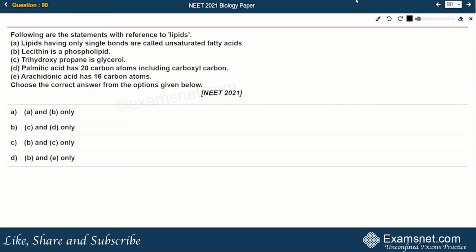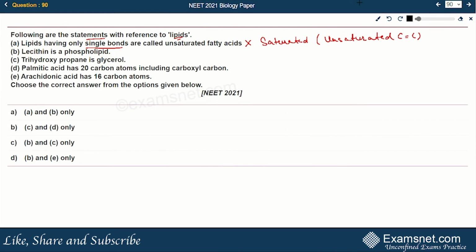Alright, now move to question 90. It is from the chapter Biomolecules, class 11. And here we are given a list of statements with reference to lipids, and we have to find out how many of them are correct. The first statement is lipids having only single bonds are called unsaturated fatty acids. So this is a false statement. Why? Because these are known as saturated fatty acids, not unsaturated. For a fatty acid to be unsaturated, it needs to have one or more double bonds. So this is false.